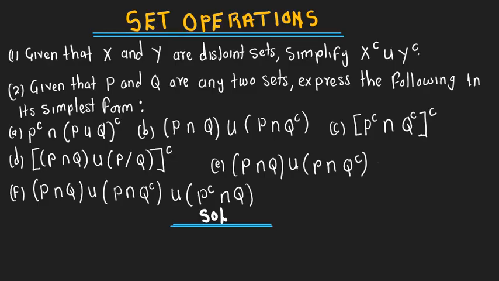So today we are going to be doing set operations, a very interesting part of set theory which people have quite a lot of challenges with. We are going to do the first question, which simply states that given that x and y are disjoint sets, simplify x complement union y complement. What are disjoint sets? Disjoint sets are simply sets that have nothing in common.